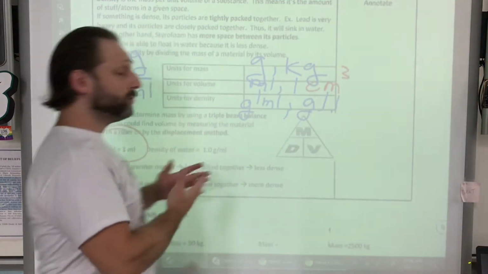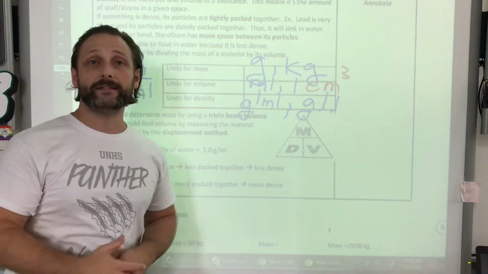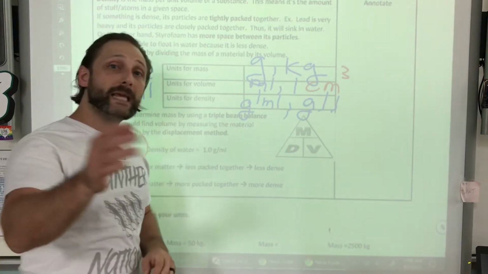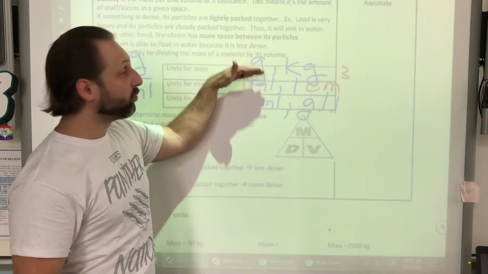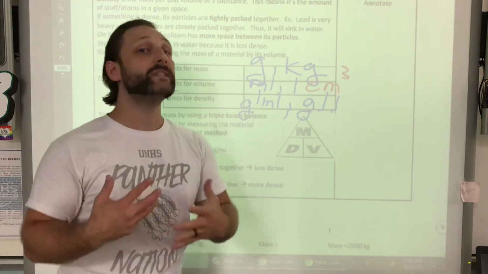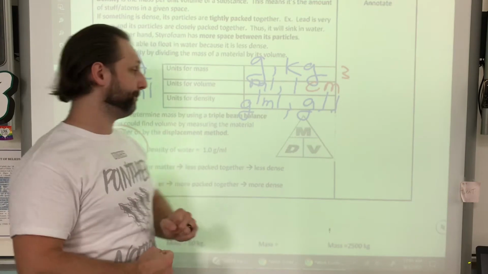So you'll see examples where you're going to manipulate the triangle and formula to get the values you need. Keep in mind that when you're solving for one of these variables, you might want to reference the types of units that only go with those variables so you don't get them mixed up.